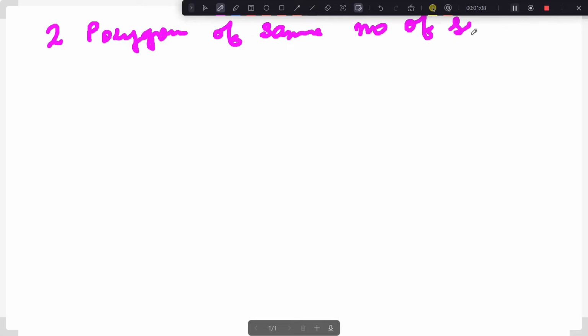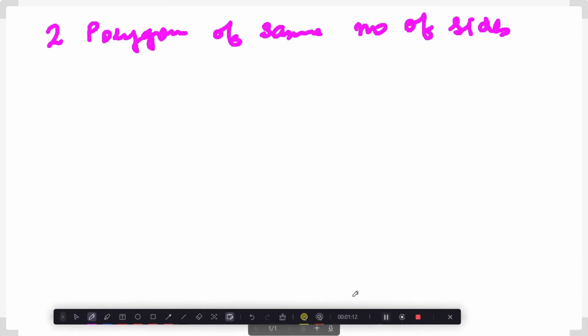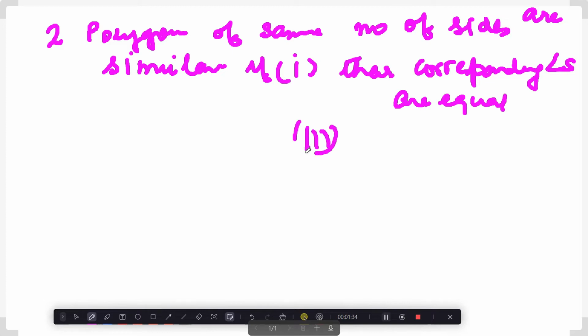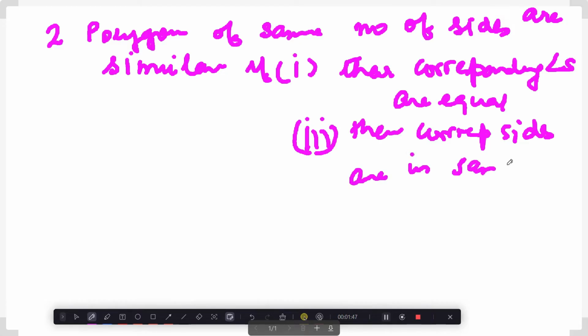So what does it say? Two polygons of the same number of sides are similar if their corresponding angles are equal and their corresponding sides are in the same ratio. Understood? So this is what we can conclude from this.